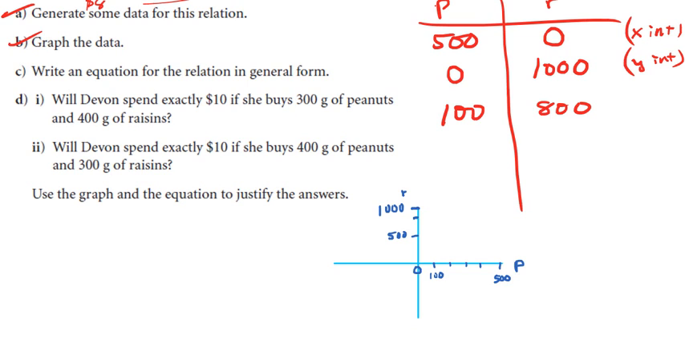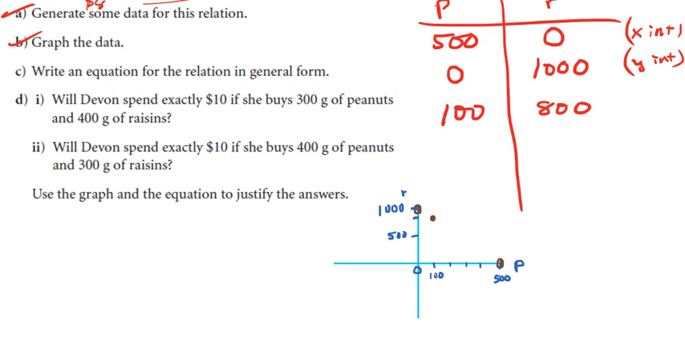So let's graph some points. So 500, 0 is one of the points right there. 0, 1,000 is another one of the points. And then we have 100, 800. So does it make sense? Did we do this correctly if we put 100, 800? Does that look like those three are in line? It does, yeah, and this is a linear relation.